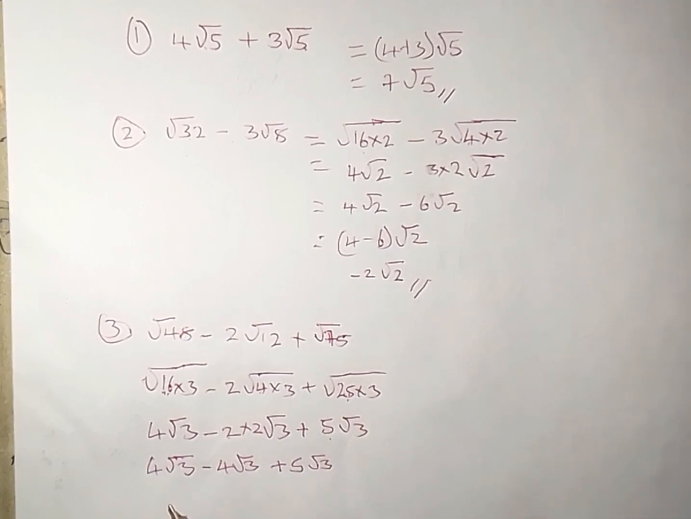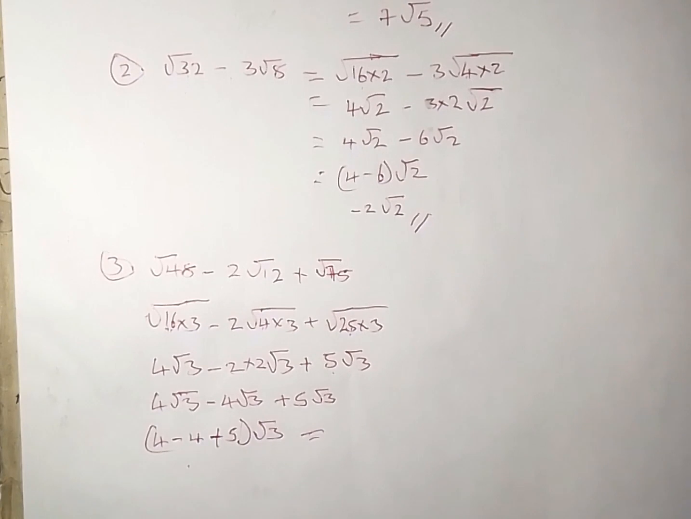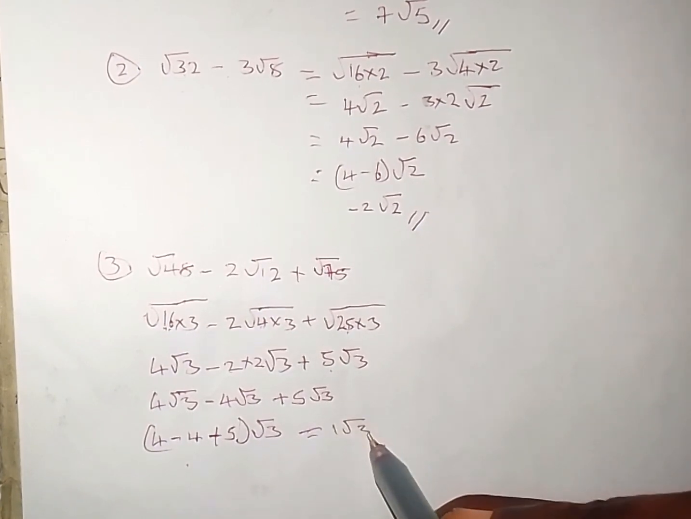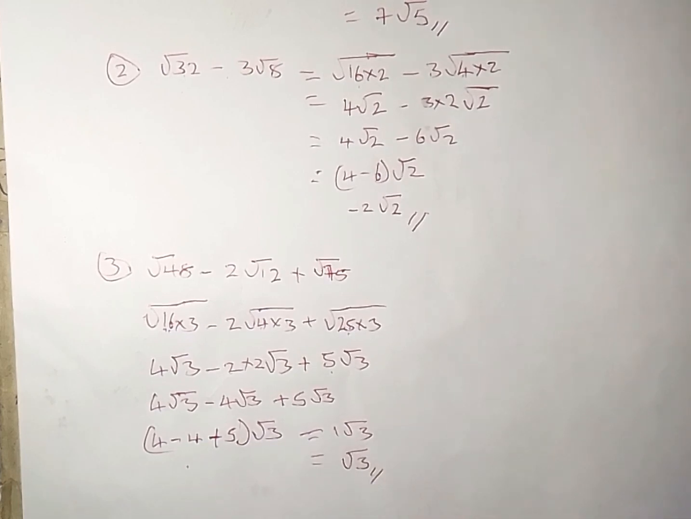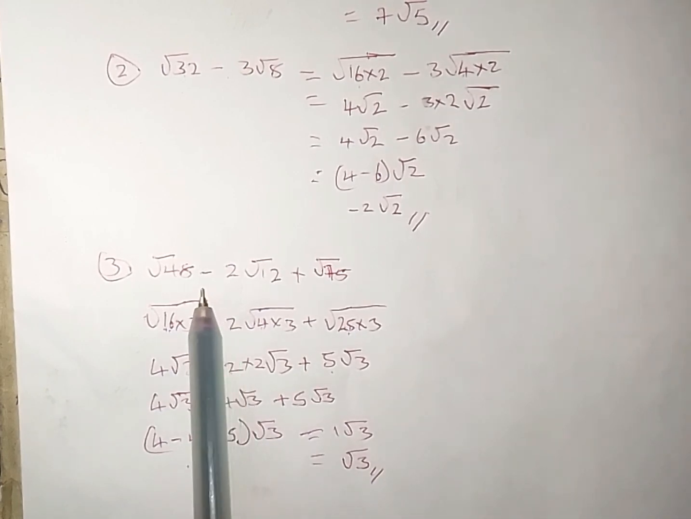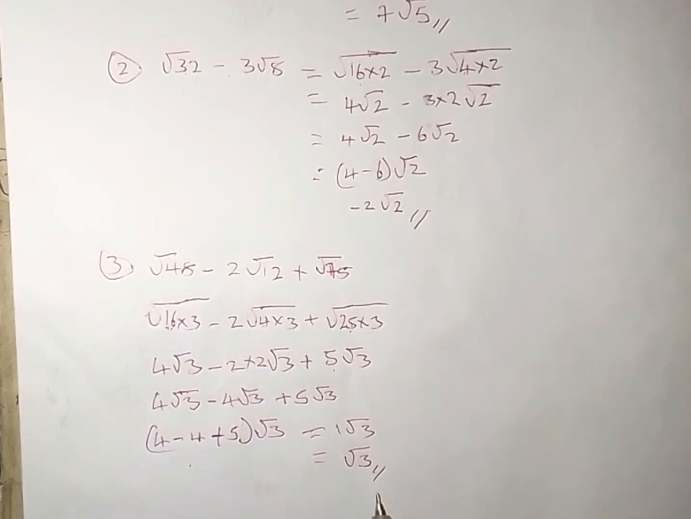So now we can add and subtract the rational parts of each of the surds, which is going to be 4 minus 4 plus 5 square root of 3. This is the same thing as 1 square root of 3, so it can be written as this. So the answer of this question 3 is going to be square root of 3.